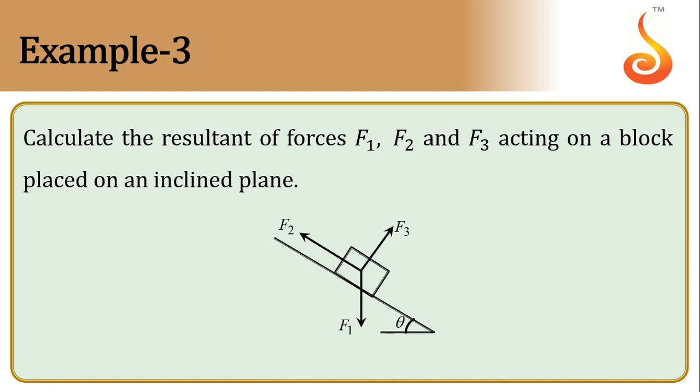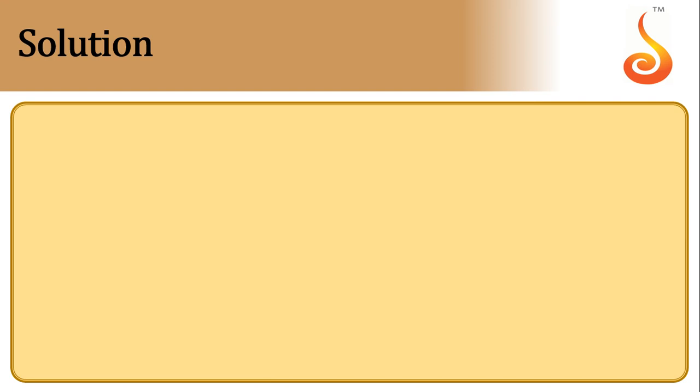F3. Calculate the resultant of forces F1, F2 and F3 acting on a block placed on an inclined plane. So now let us resolve all these forces along the horizontal and vertical directions, or maybe down the plane and up the plane. So there are two possibilities. So let us show it here.